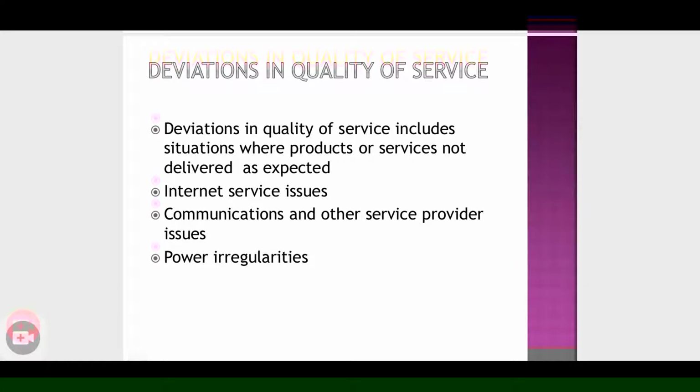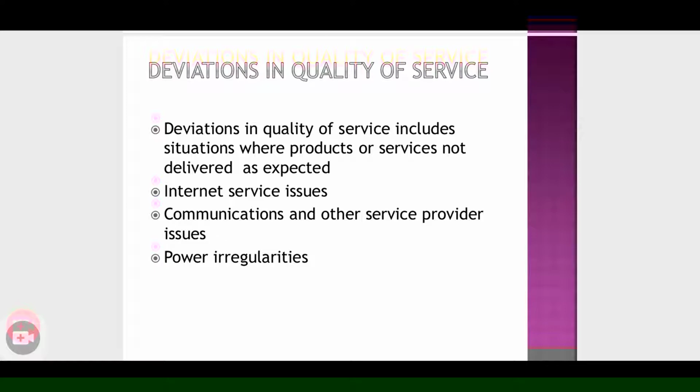Next, deviation in the quality of services. That is, we have DoS and DDoS, denial of service or distributed denial of service. Deviation in quality of service means a situation where products or services are not delivered as expected. What we are expecting from a system is not delivered. If it's a product or a service, it cannot be delivered as we expected. So that is deviation in quality of services.